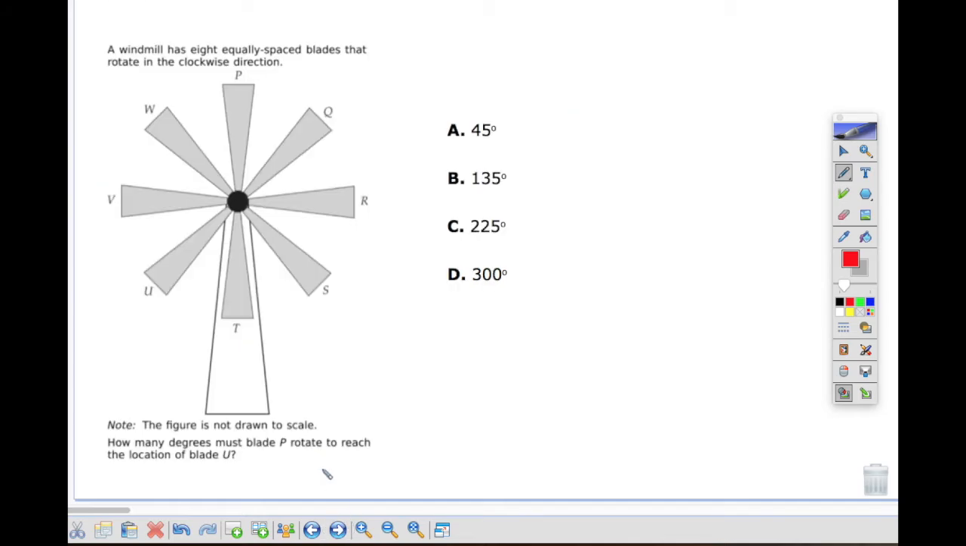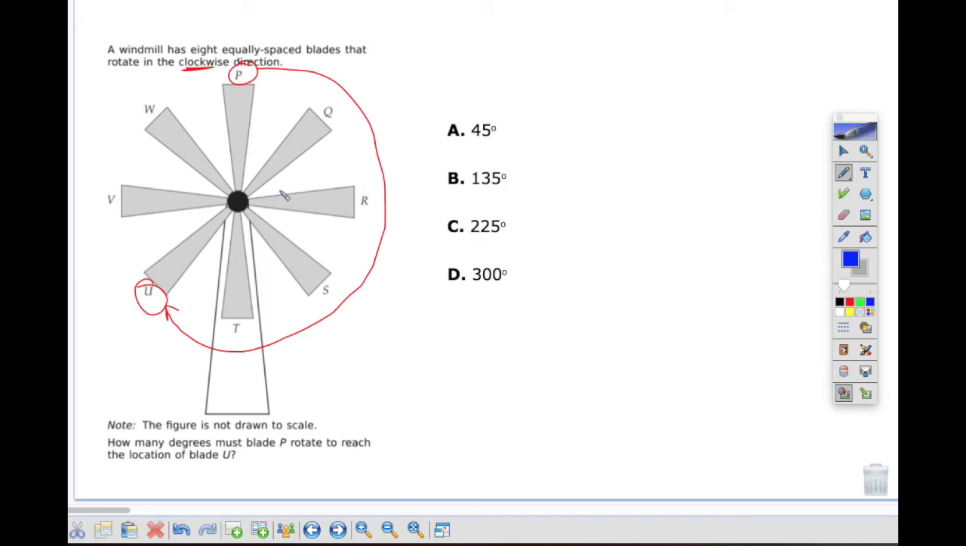A windmill has 8 equally spaced blades. That's a tongue twister. It rotates clockwise, and it says how many degrees must blade P rotate to reach blade U? So it rotates clockwise, so we couldn't go backwards. We would have to go all the way around to U. To figure that out, first of all, we want to figure out how many times it could be symmetrical.